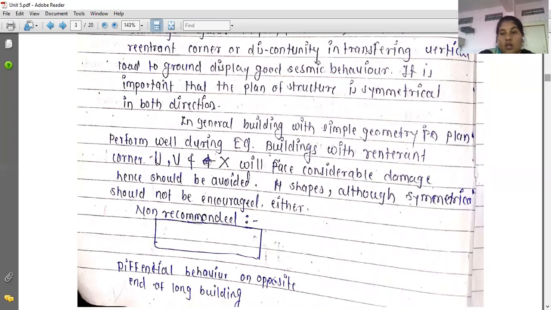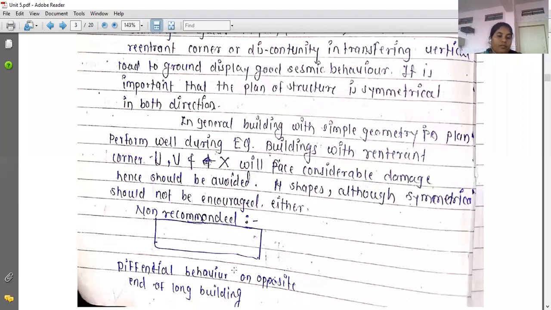factor over here. And after that we will see what type of parameters and what type of shapes will be recommended for achieving an earthquake resistant building. So draw this first diagram, number 1, that is not recommended. Draw this first diagram of this rectangular box. Draw this first, and below this write down differential behavior on opposite end of long building.